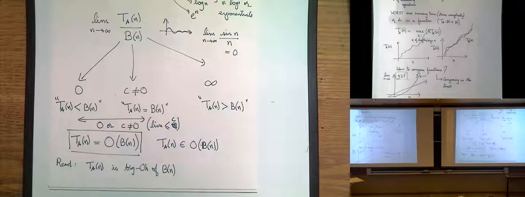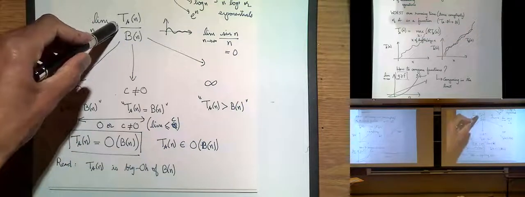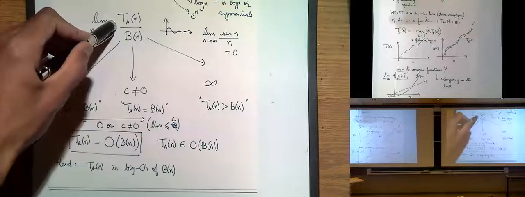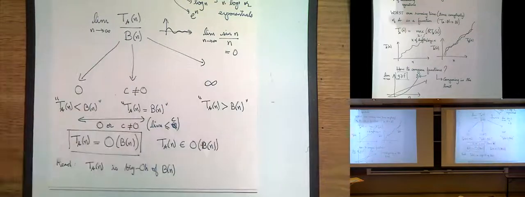Yes? How do we do the calculation T_A of n over B of n if T_A of n can't be mathematically modeled? It's a good question. So we'll get there. The thing is you cannot pin down T_A of n exactly, but often you can give upper bounds for T_A of n, and that's good enough for computing an upper bound on the limit. So think of it as, I don't know what T_A of n is, but I know that T_A of n is less than f of n all the time, and then the limit is at most f of n divided by Bn. Good question.